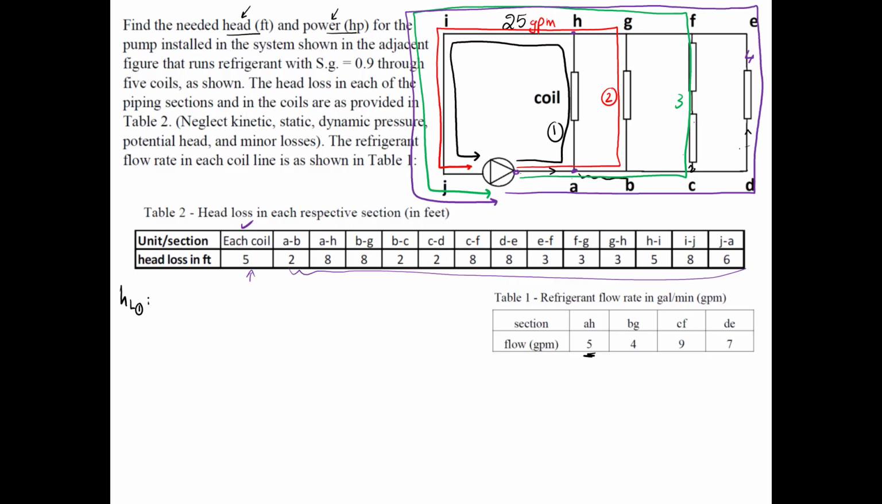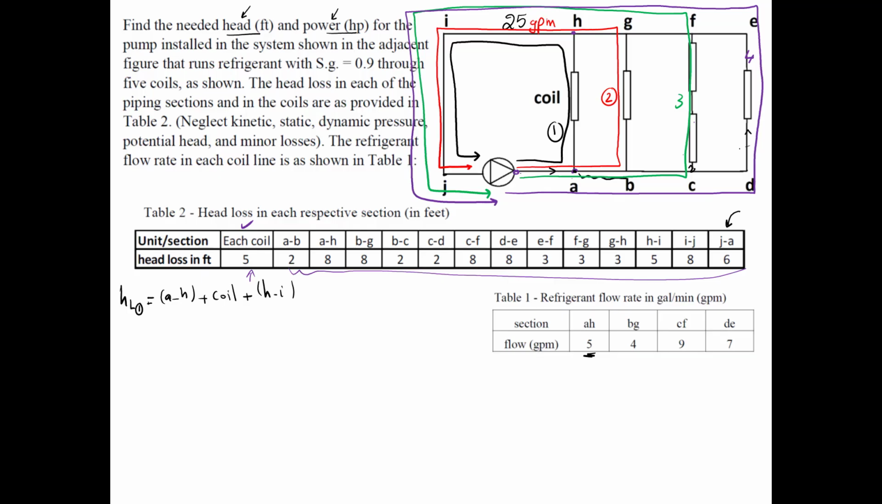What do we have? We have from the pump to A, so I have JA, that's all the way from here to here. So you can start from A. Let's start from point A. So it's AB, from A to B, plus, actually no, path number 1 doesn't go there. We directly jump from A to H, plus a coil, the head loss in one coil only, and then I have HI.